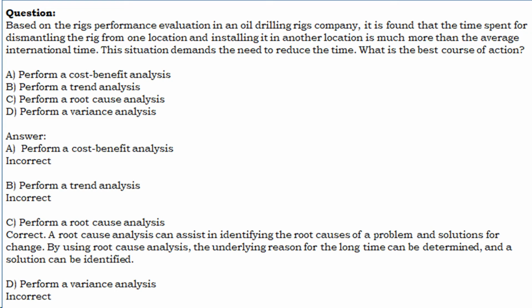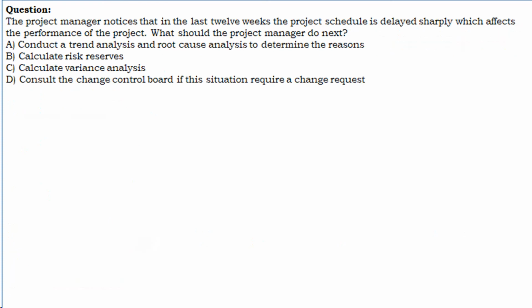Correct. A root cause analysis can assist in identifying the root causes of a problem and solutions for change. By using root cause analysis, the underlying reason for the long time can be determined, and a solution can be identified. D. Perform a variance analysis. Incorrect. The project manager notices that in the last 12 weeks the project schedule is delayed sharply, which affects the performance of the project. What should the project manager do next?